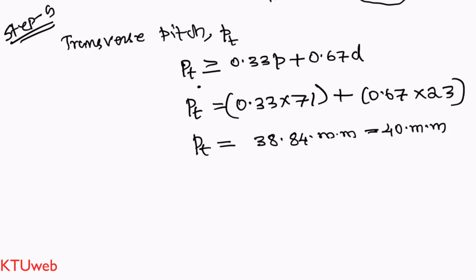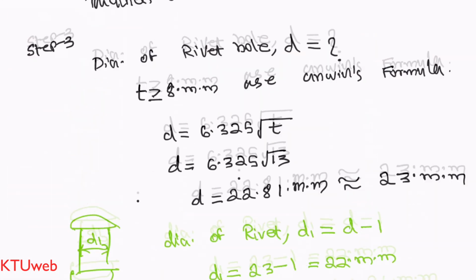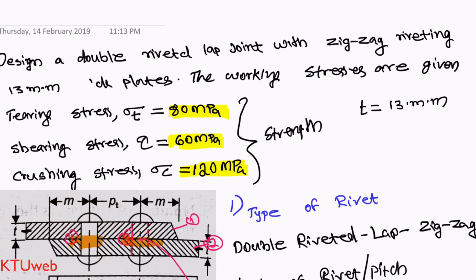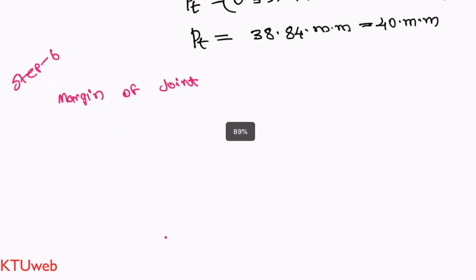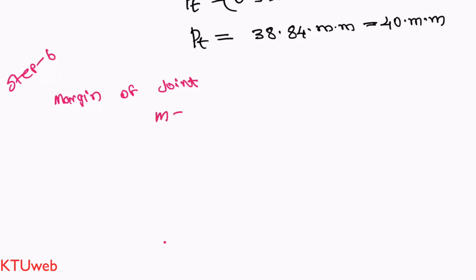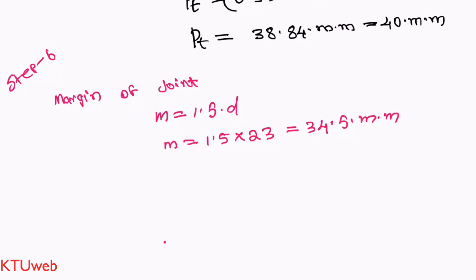Okay, now we can go for step 6. In step 6, you have to find the margin of the joint. Margin is defined as the distance from the extreme end to the gauge line. You can see the margin marked over here. Hope you remember this specification. This is the margin. If you want to find the margin, there is a standard equation which you can use easily. From my data book, I am getting the equation margin M is equal to 1.5 times the rivet hole diameter D. So here we got M equal to 1.5 into 23, that is 34.5 mm. So that is pretty much it for this step.